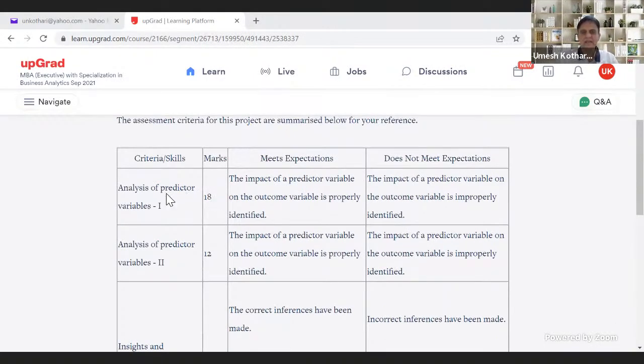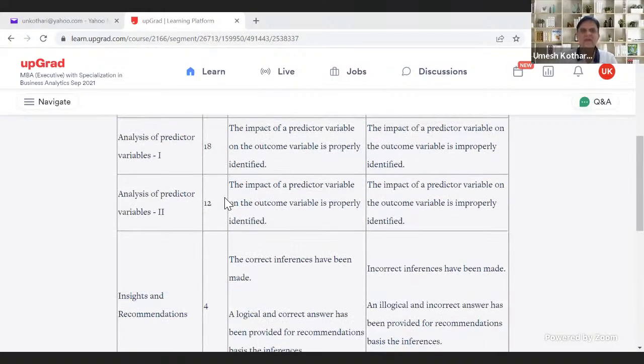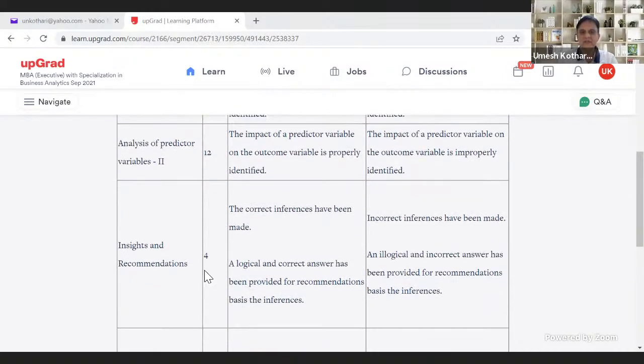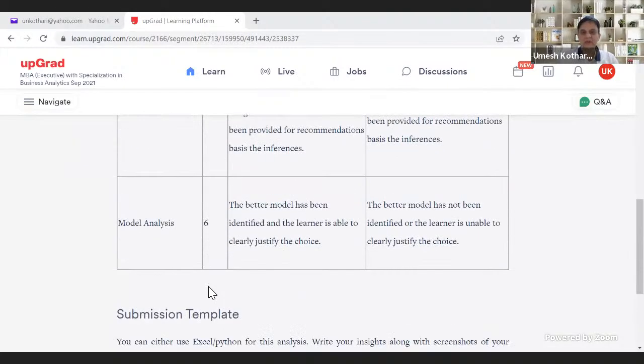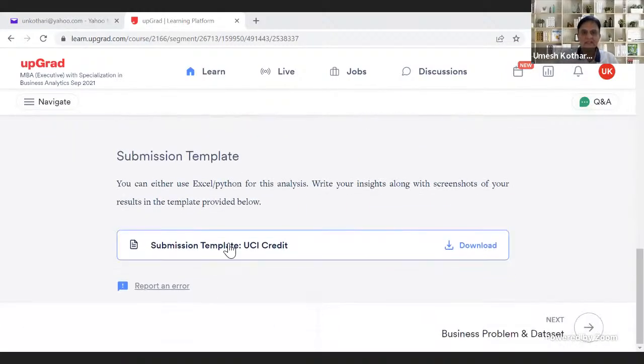So the first part is 18 marks, analysis of predictor variables. You have to basically analyze some data, and we'll look at that data. In the first two cases, you got to provide correct inferences based on that data, and then you got to suggest which is the better model that you would like to go ahead with. So this is the submission template. Kindly use this and nothing else, because it becomes easier for you to put your things through it. And I'm not going to open it. It's pretty straightforward, so you can look at it.